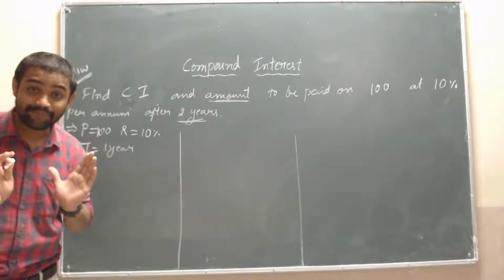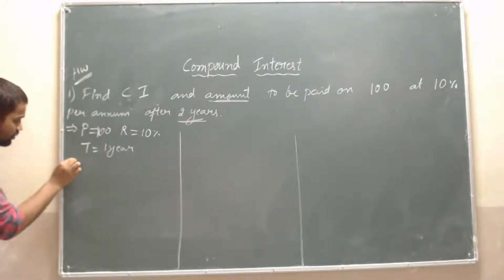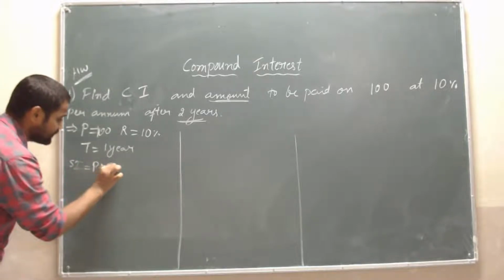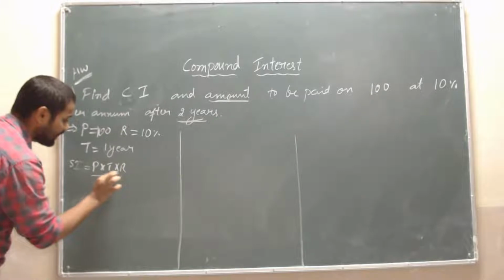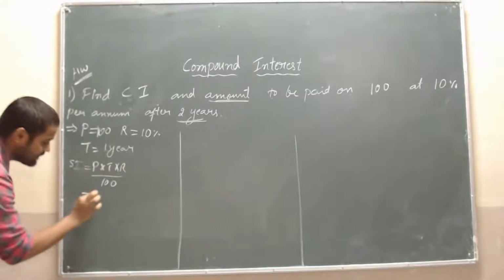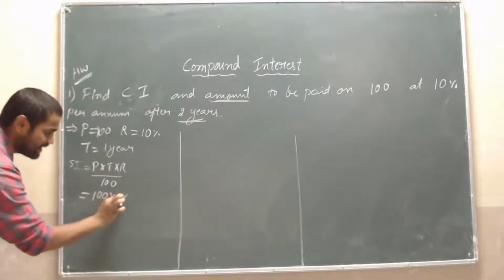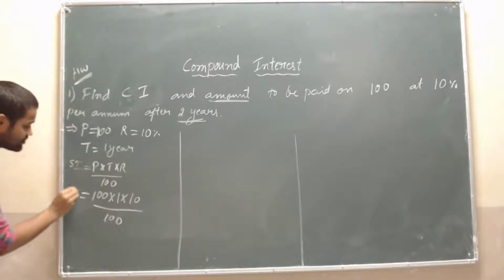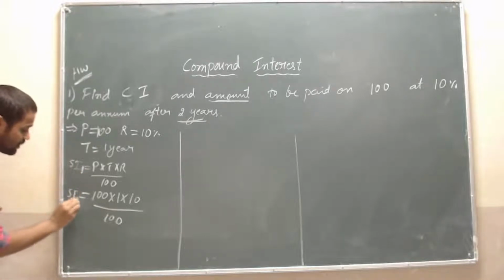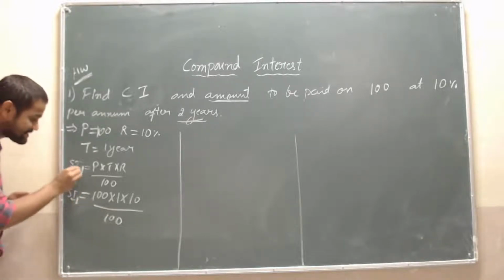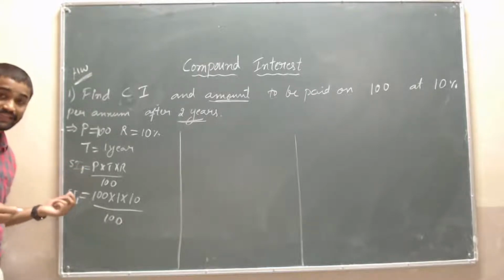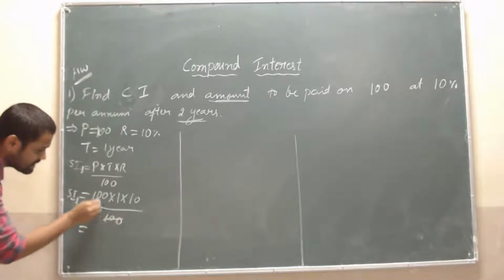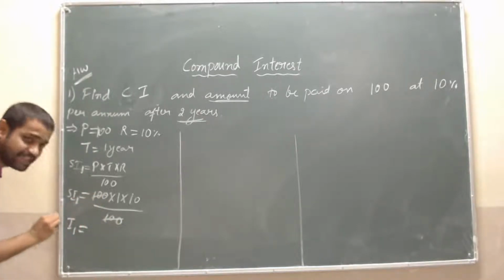Is it clear? So simple interest is equal to, we know the formula, PTR by 100. P is 100 rupees into T is 1 year and R is 10, divided by 100. Assume that this is the simple interest for the first year. So SI1 is nothing but the simple interest for the first year. 100 cancels. The first interest is 10 rupees.